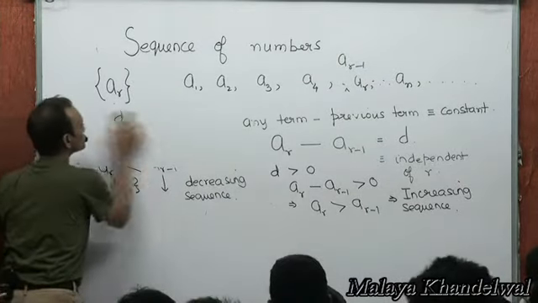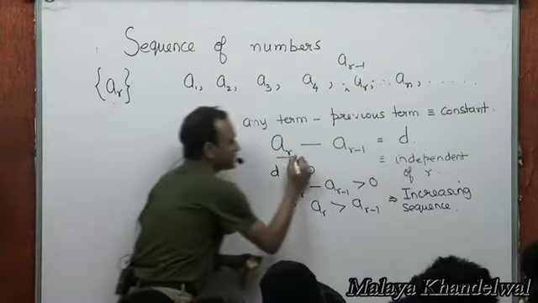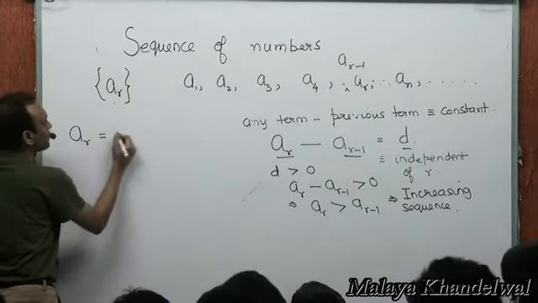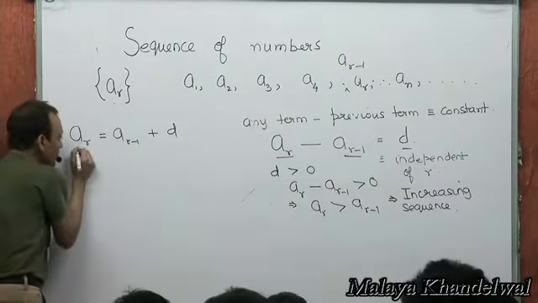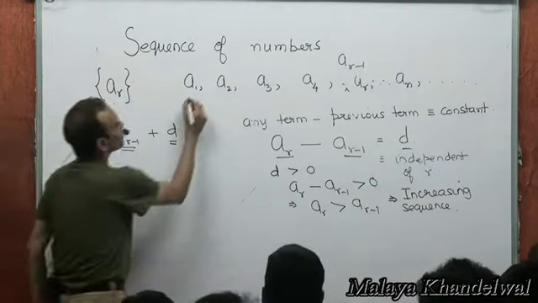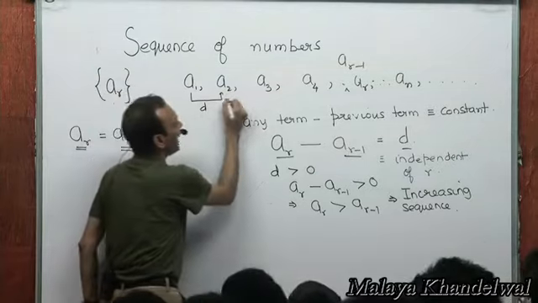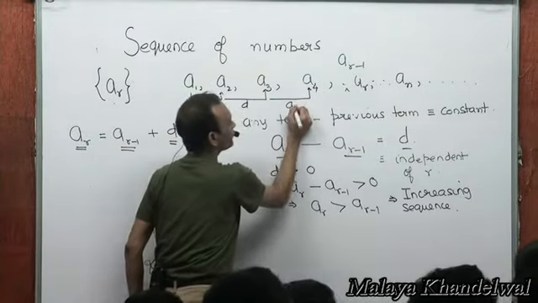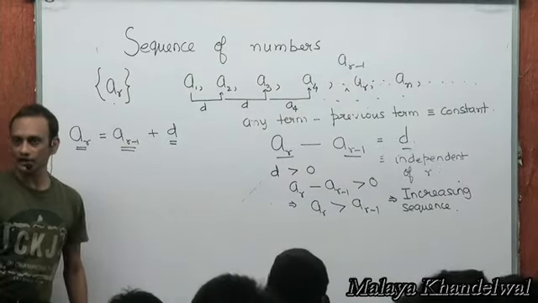Now, that means, since any term minus previous term is D, any term AR can be looked upon as previous term plus D. Any term could be looked upon as previous term plus D. Right? So, if you add D to A1, you get A2. If you add D to A2, you get A3. If you add D to A3, you get A4. And so on and so forth. Yes or no? Right?